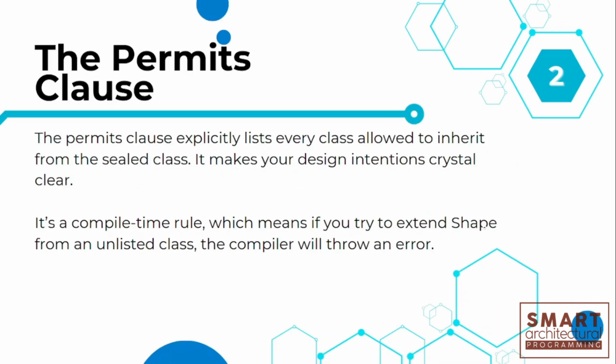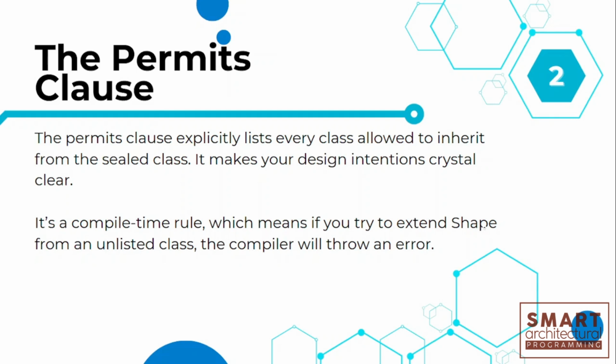Let's move a little deeper into the permits clause. The permits clause explicitly lists every class allowed to inherit from the sealed class. It makes your design intentions crystal clear. It's a compile-time rule, which means if you try to extend Shape from an unlisted class, the compiler will throw an error. So unless a subclass is explicitly listed, no other class is allowed to inherit from a sealed class, because it would create a compile-time error.